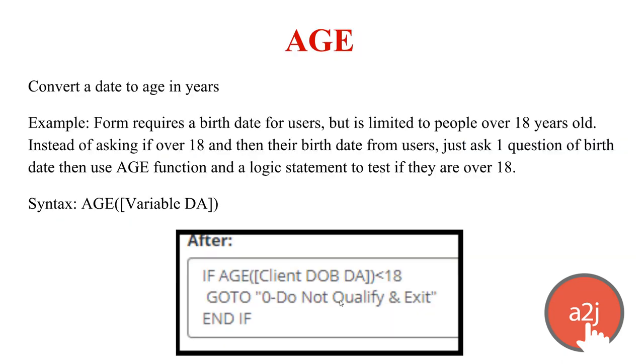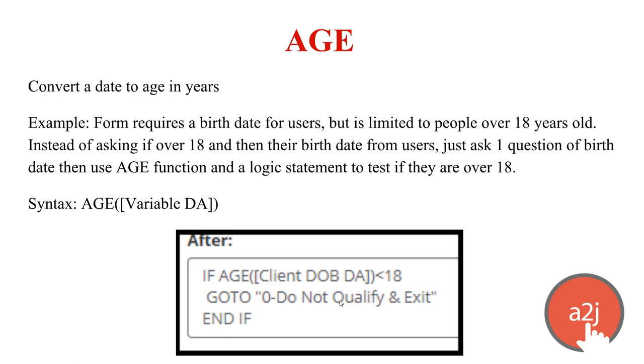So the first of the functions that we'll talk about is age. This converts a date to an age in years. So I showed you that example that, for example, if the form requires a birth date for all users, but limits the form to people over 18, the successful end user, therefore, would have to answer the birth date and if they're over 18. So instead of making the person who is supposed to use the form have to answer two questions, you can just have everybody ask one question, what's your birth date, and then use logic and functions to test whether they are over 18 as well.